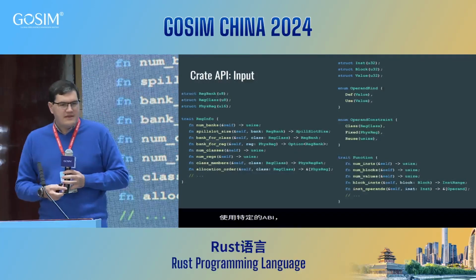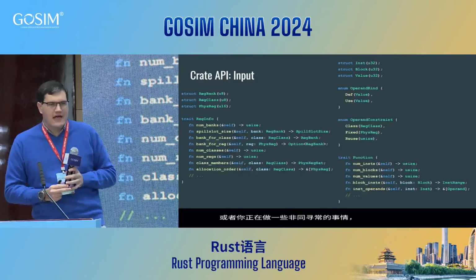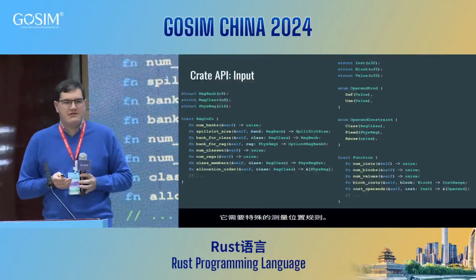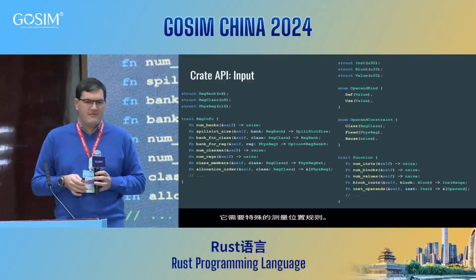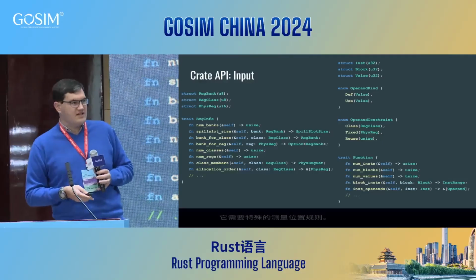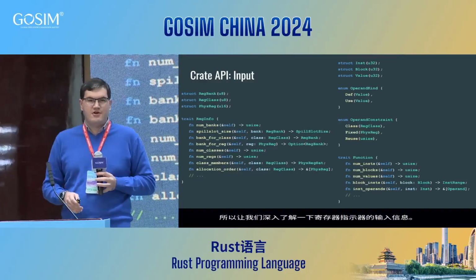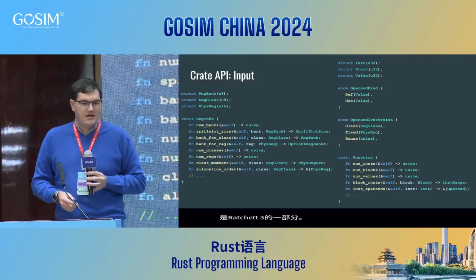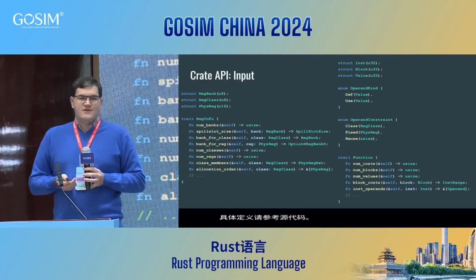So let's have a deeper look at the input for the register allocator. This is the API, well, a part of the API for regalloc3. It doesn't include everything. Refer to the source code for the full definition. I'll provide a link at the end of this talk. The input essentially consists of two parts.